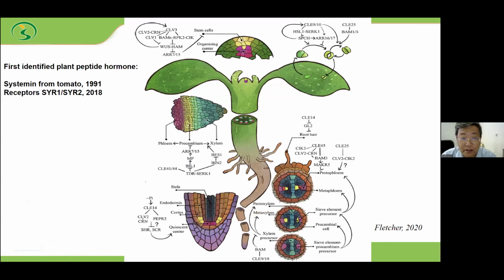So far, a lot of peptide genes or peptide hormones have been identified in plants. If you look at this picture, peptides are involved in almost every process of plant development and stress responses, including the meristem, the vascular system, stomata development, and the plant's response to various stresses, including drought, salt, and others.